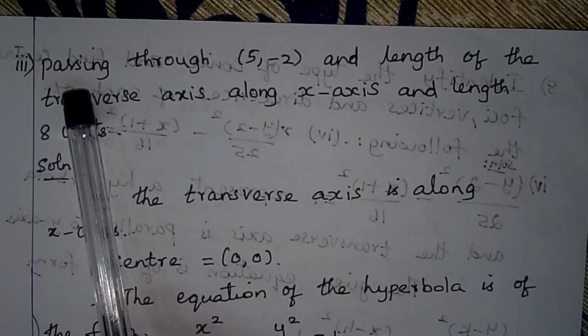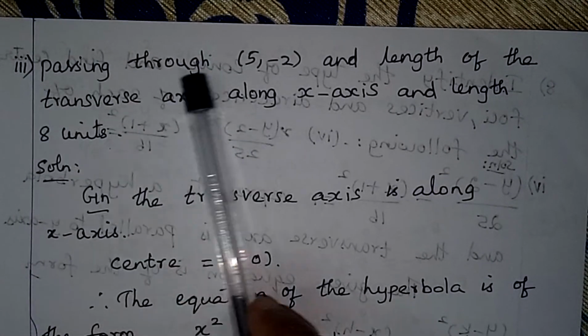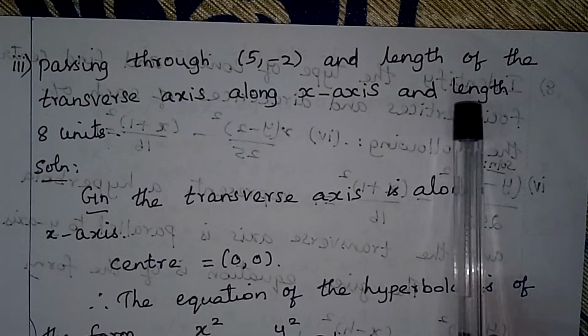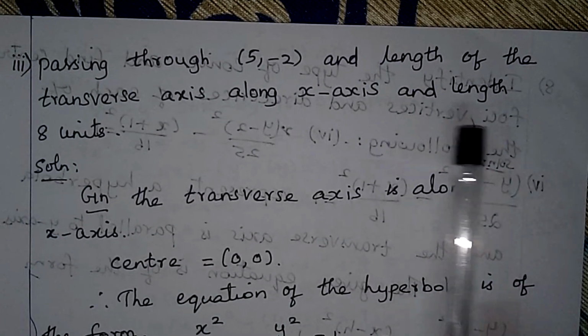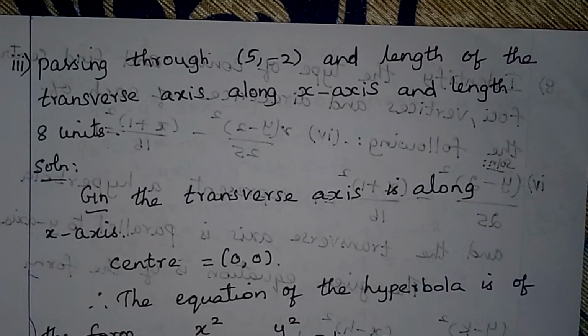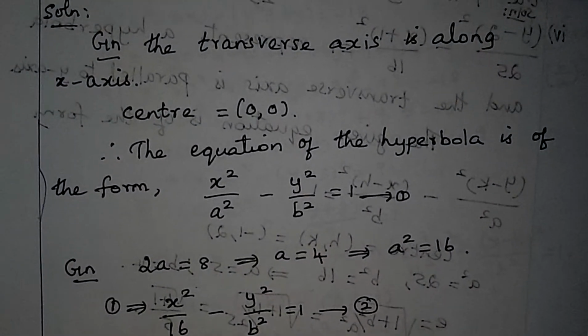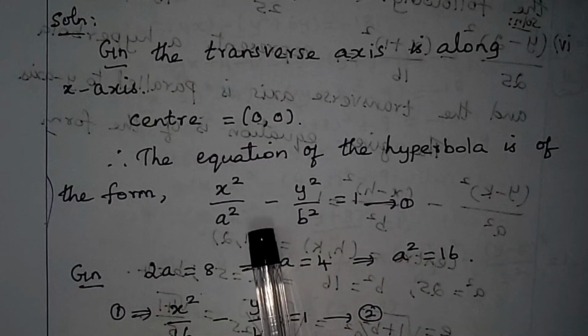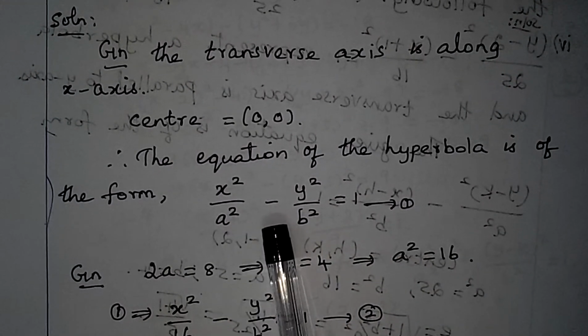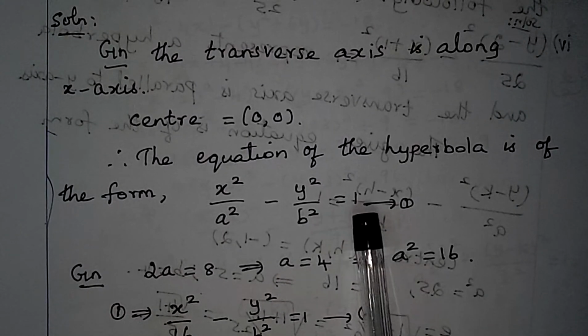Now you can see the third subdivision. We have to find the equation of the hyperbola passing through (5, minus 2), with the transverse axis along the x-axis and the length of the transverse axis being 8. Since the transverse axis is along the x-axis, it will be the first type and the center will be the origin, so the center is (0, 0). The equation of the hyperbola will be of this form: x square by a square minus y square by b square is equal to 1.